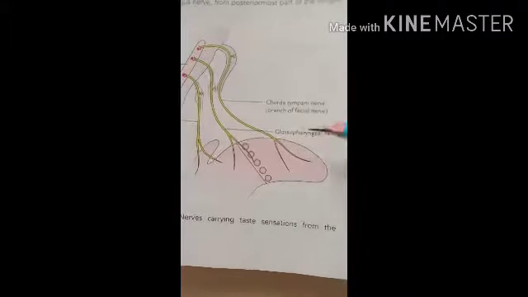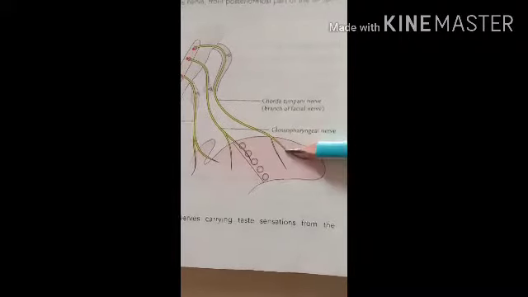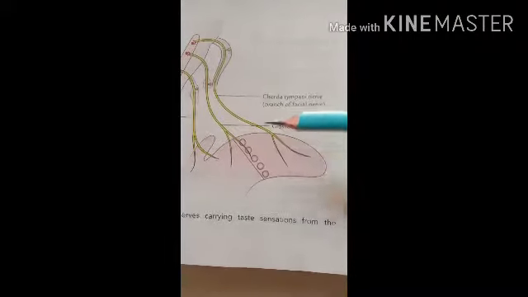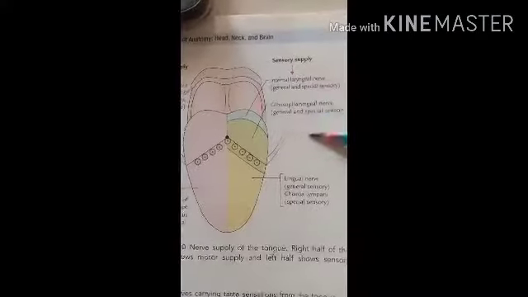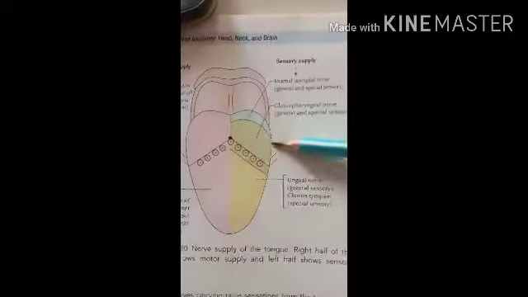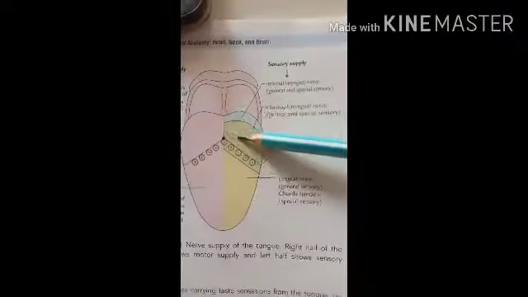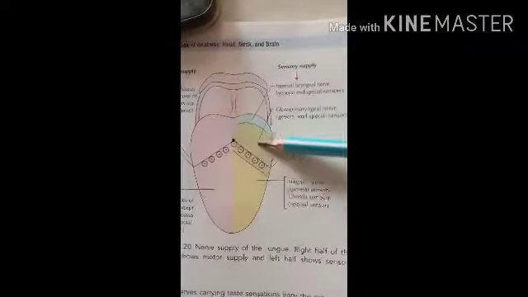Then the glossopharyngeal nerve is the nerve of both general sensation and taste for the posterior 1/3 of the tongue. Here in this diagram you can see the glossopharyngeal nerve, which helps with the taste of the posterior 1/3 of the tongue.